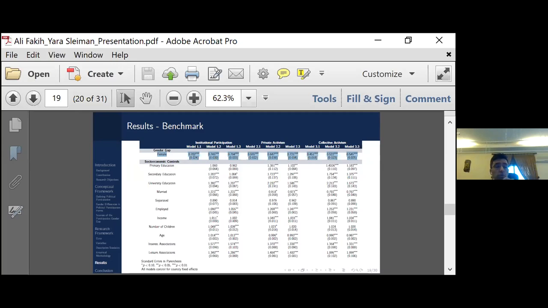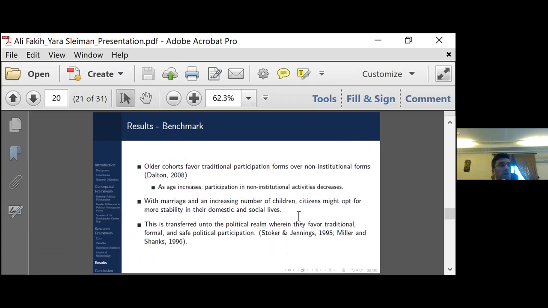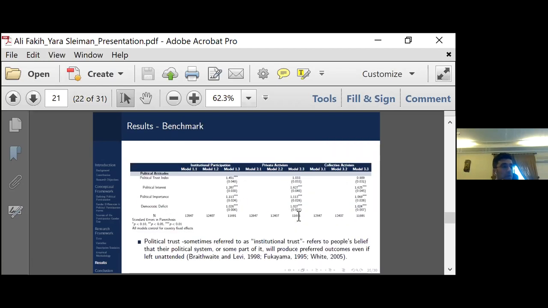An additional observation: the general picture from this table points to a positive correlation between socioeconomic resources and political participation, with a few exceptions. Very few exceptions, like this one, the number of children. So this is the main overview. Let me go now to the results by political participation, using SUR regression, seemingly unrelated regression.